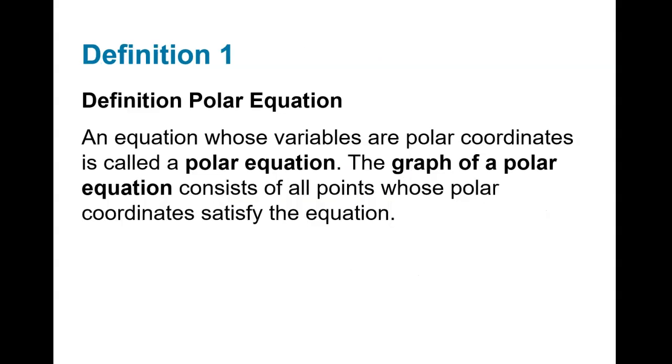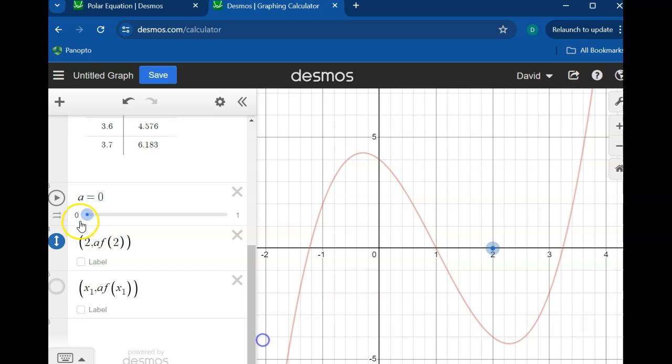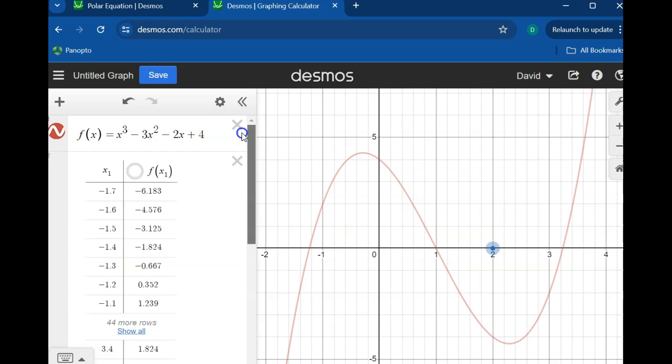So when we define a polar equation, it's just an equation where the x-coordinate, typically like what we're used to, the x-coordinates tell us how to get a y value. So I have here just a typical y equals f of x, a function where the x-coordinates get plugged in, and once we come up with what happens to that x-coordinate, we pick a number, so I'm picking 2. I'm plugging 2 into this equation. 2 cubed is 8, 2 squared is 4. Negative 3 times 4 is negative 12. 8 minus 12 is negative 4. Plus 4 would be 0. So negative 2 times 2 is negative 4. So this outputs negative 4.